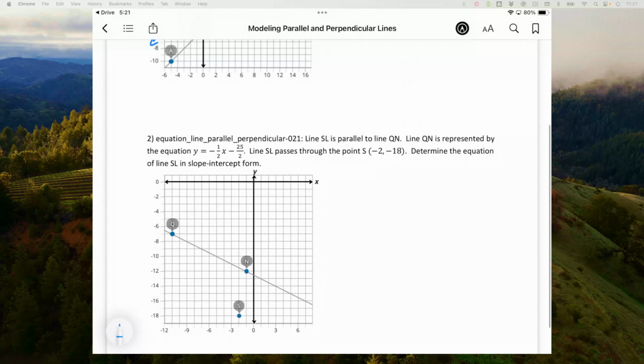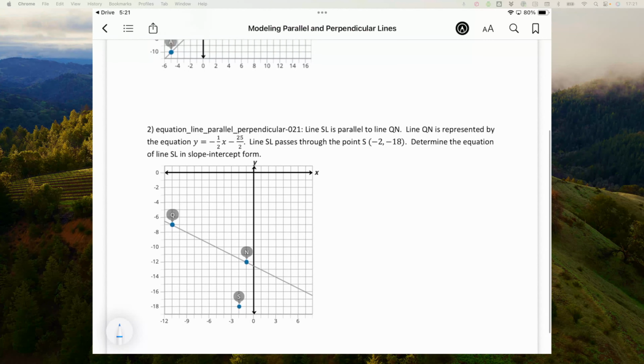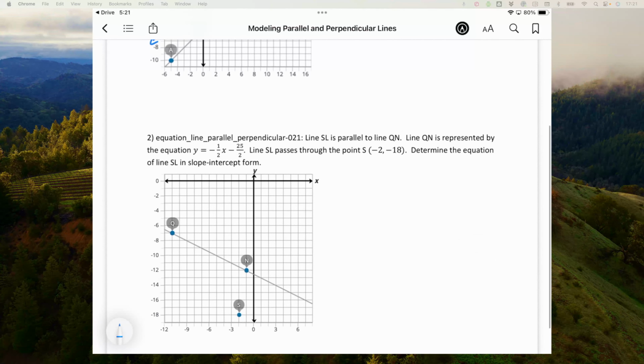Moving on to the next one, we are asked line SL is parallel to QN. So we need to use parallel again. Line QN is represented by the equation y equals negative 1/2 x minus 25 over 2. And so we do see it passes through the point (-2, -18), which is down here, point S. We need to determine the equation of that line in slope-intercept form. We need two things. We need a point, and we need a slope.